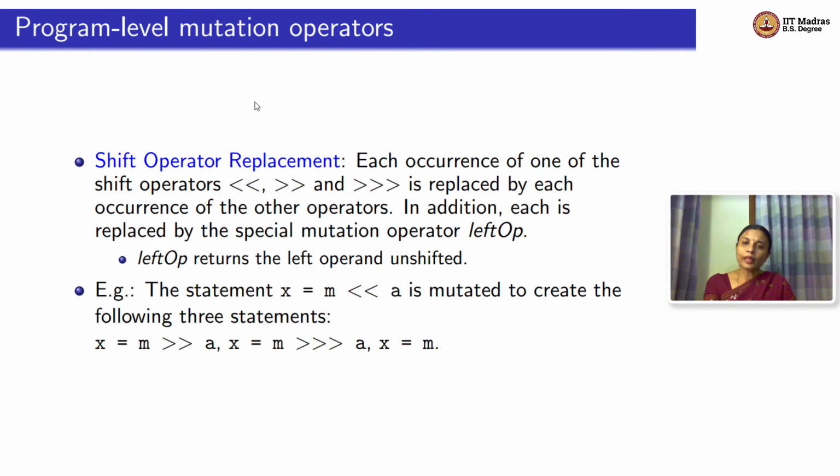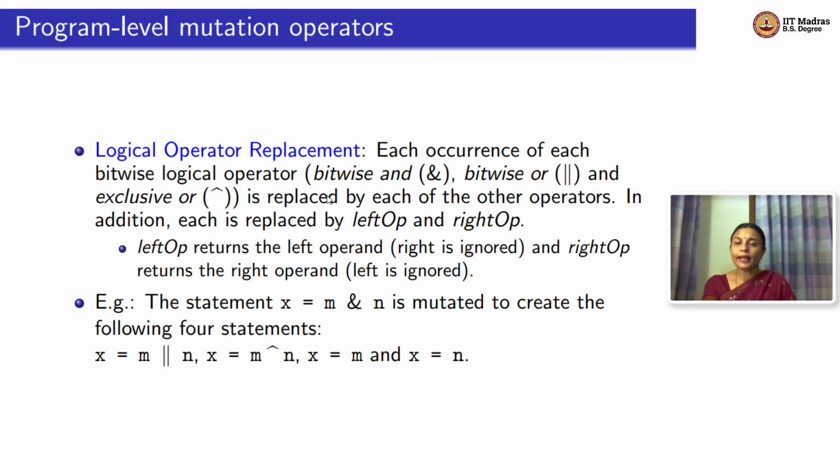Similarly, sometimes I might use shift operations, left shift, right shift. So each occurrence of the shift operators can be replaced by the occurrence of the other operator, or I could just keep the left operand. So for example, if I had x is equal to m shift a, I could mutate it to create these variants. Similarly, if I had a bitwise AND, a bitwise OR, a bitwise XOR, then I could replace one with the other. Here again, because these are binary operators, I could retain the left operand or the right operand standalone. So this is logical operator replacement.